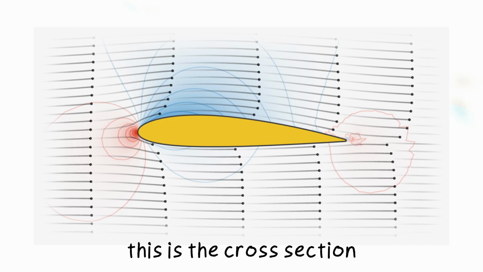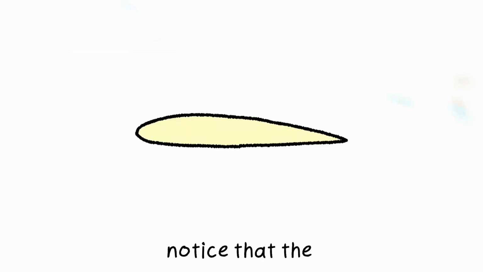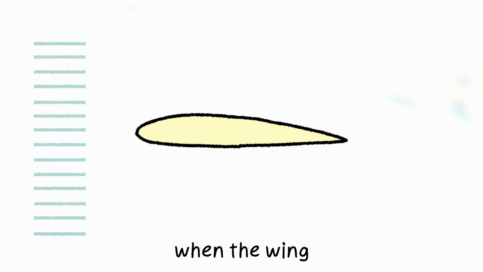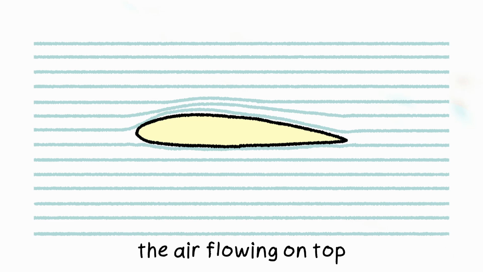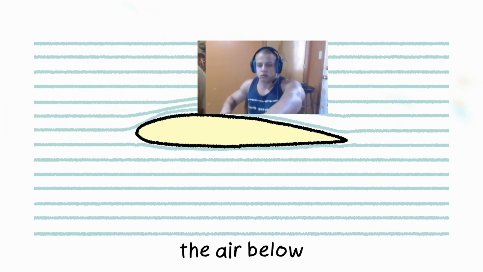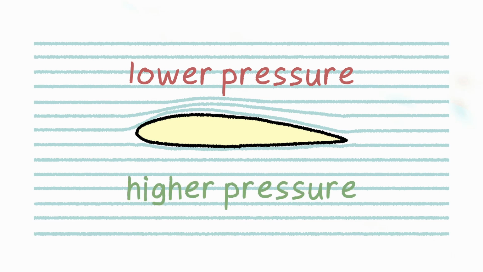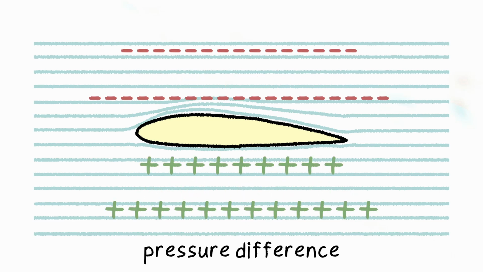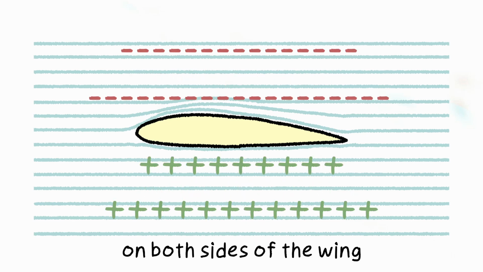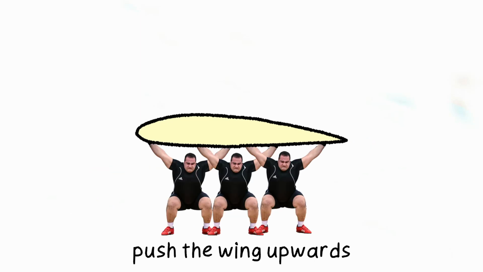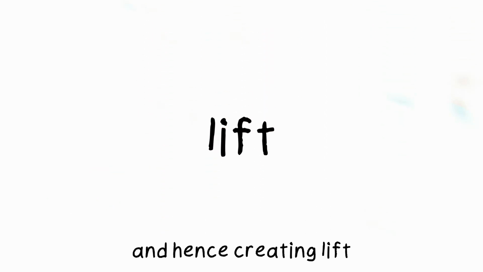This is the cross-section of a plane's wing. Notice that the upper surface is curved while the lower surface is flat. This shape is known as an airfoil. When the wing cuts through air, the air flowing on top will be faster than the air below. Faster air creates lower pressure, so now we have a pressure difference on both sides of the wing. Higher pressure below the wing will push the wing upwards and hence create lift.